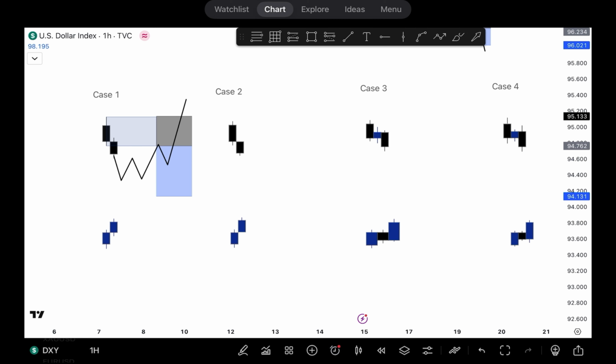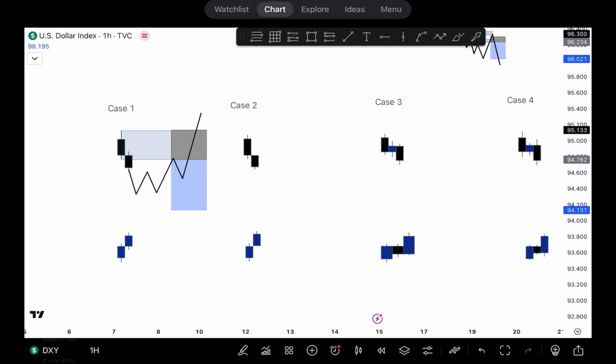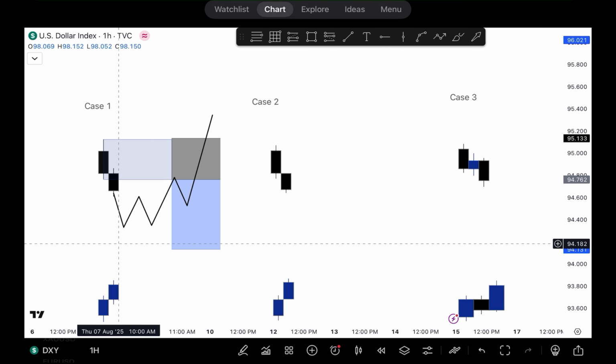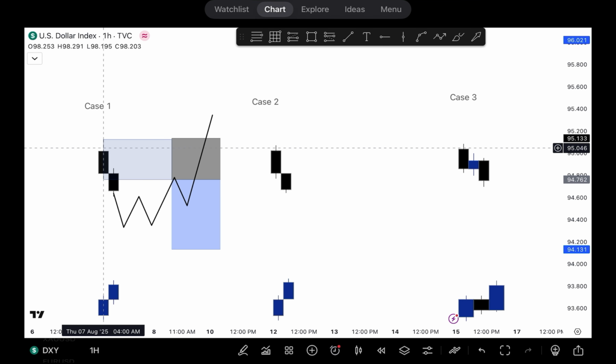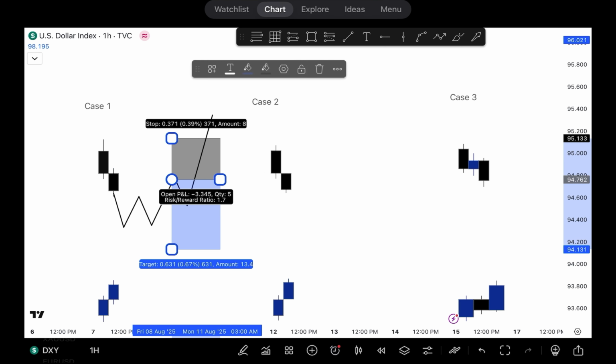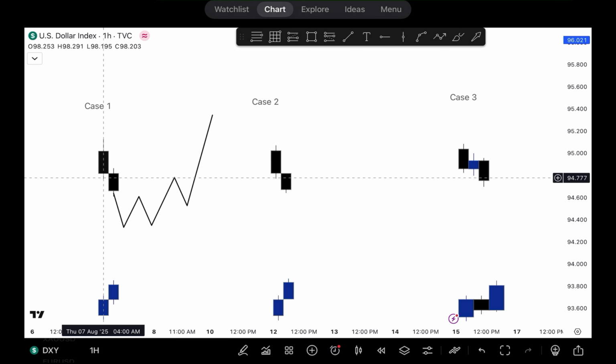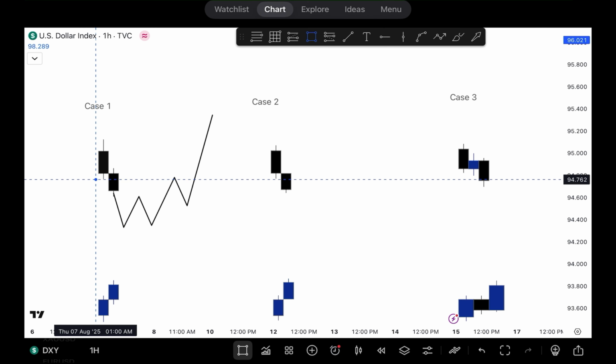Why do you think price is going to violate it in that case? If you look very well at this particular candle, you see that this bearish candle has a wick here. And the next candle already traded back into this first candle, right? Making it mitigated already.